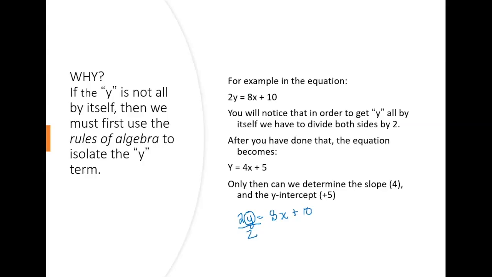And y is being multiplied by 2. So to get rid of it, I have to divide by 2, right? That's going to cancel. But whatever I do to one side, I have to do to the other. And I have to do it to every term. So this 8x has to be divided by 2, and this 10 also has to be divided by 2. So I'm left with 8 over 2 is 4x and 10 over 2 is 5. So I now have my form in y equals mx plus b form. And now I can say that my slope is 4. So my m is 4 and my b is 5.